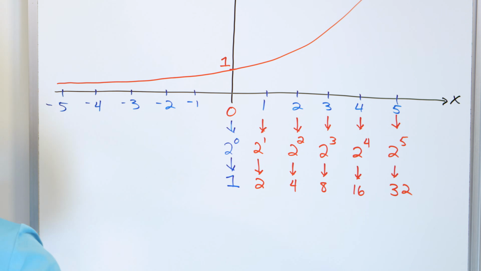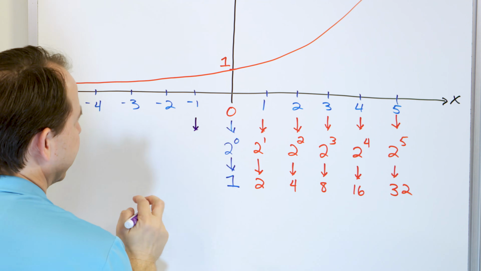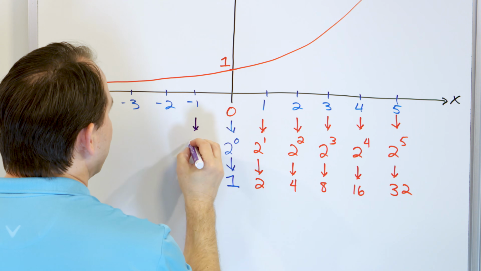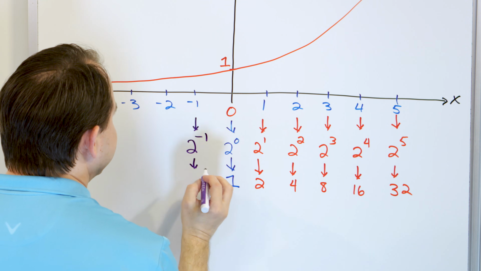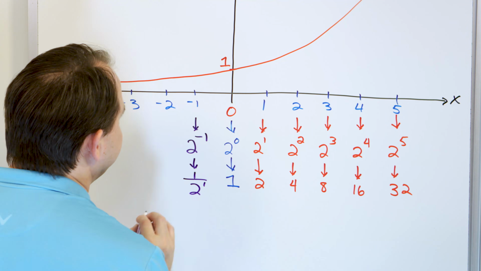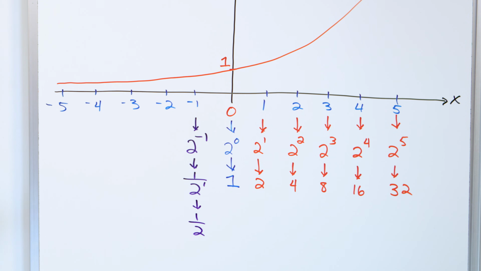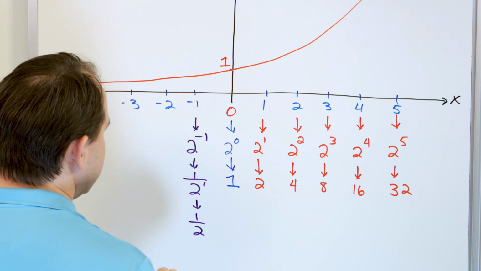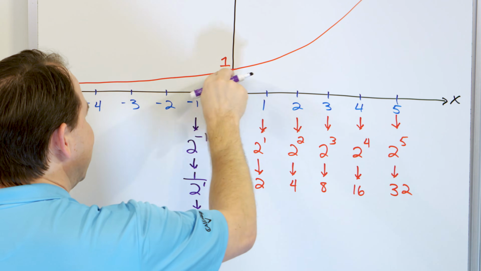Now, when we go to the other side here, let's switch colors for this. When we go to the negative 1, a lot of students don't really quite understand why this works the way it does. If you put a negative 1 in for the exponent, it'll be 2 to the power of negative 1. But this is just the same thing as 1 over 2 to the first power, which is the same thing as 1/2. Okay, so we have 1/2 here. And that's why it gets smaller than 1. Notice it gets smaller than 1.